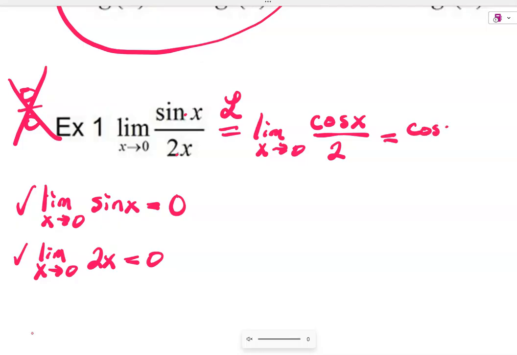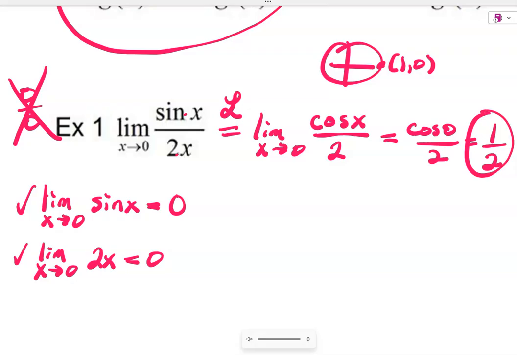We could say, well, that's cosine of 0 all over 2. Unit circle, well, 0's right here. That's (1, 0). Final answer, 1 over 2. Look at that. That is L'Hopital's rule. And it's a total game changer. It can help you out on tons and tons and tons of limits.